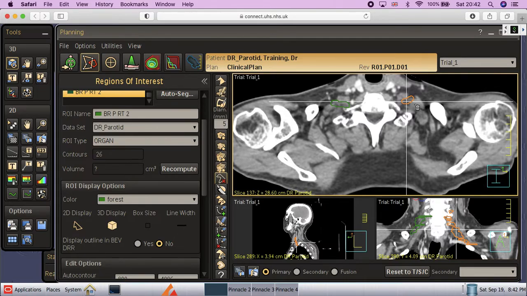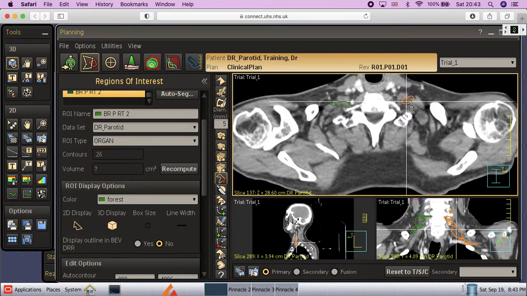If you are covering your PTV with 95%, you can still keep the hot spots away from the brachial plexus. So just tell your dosimetrist and your physics colleague, I don't want hot spots within the brachial plexus. So you can keep it within the 95% isodose line. If you are talking about 70 gray, you're talking about 67. So we are not very far away from the 66, which is the maximum dose that the brachial plexus can tolerate. And it's not too bad.